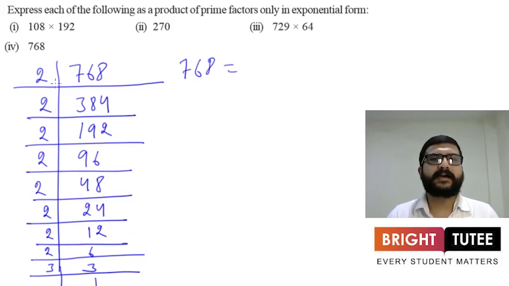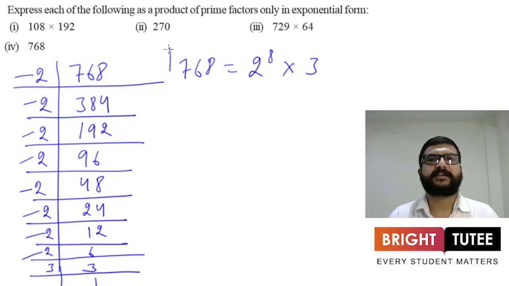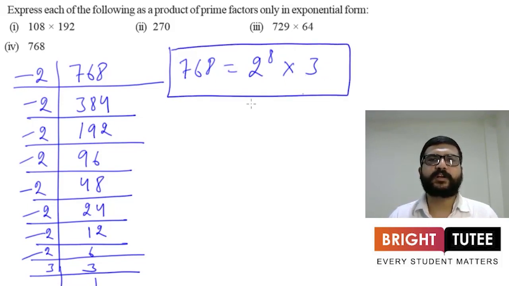2 to the power. Let's count how many 2's we have written here. 1, 2, 3, 4, 5, 6, 7, 8. So this is 2 to the power 8 into 3. 3 is only one time, so we will write multiplied with 3. So this is how we can represent 768 as a product of prime factors in exponential form. So this is the final answer.